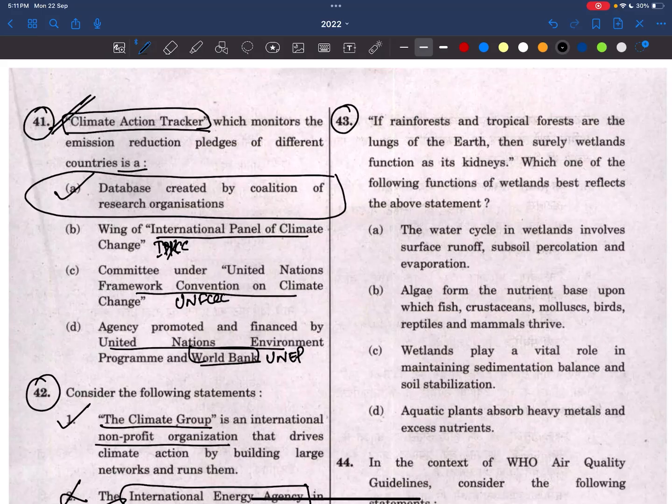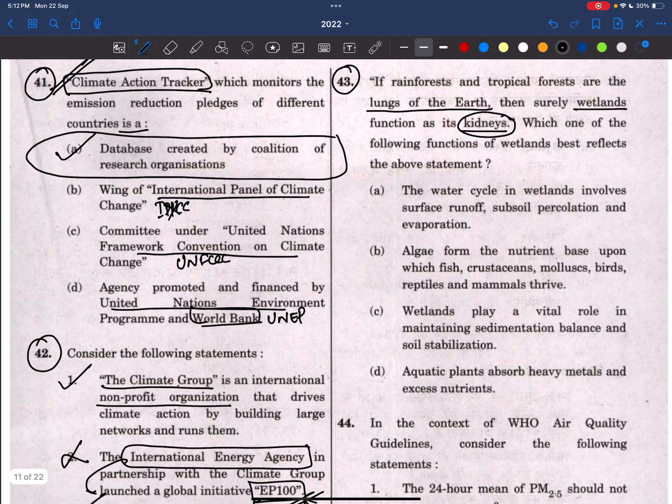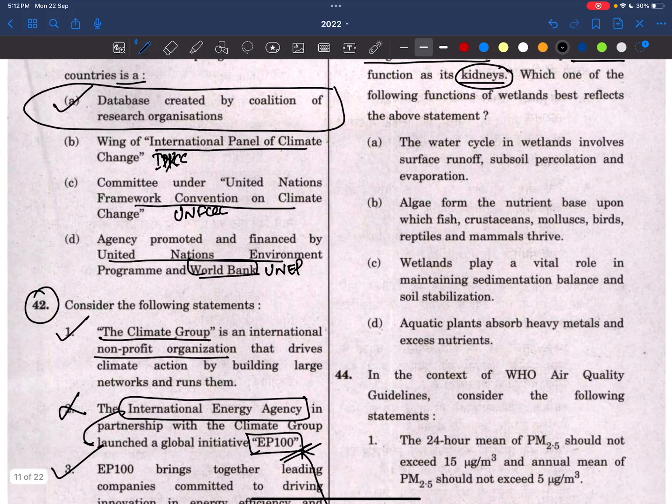If rainforest and tropical forest are the lungs of the earth, that means they provide oxygen to the earth, then surely wetlands function as kidneys. What do kidneys do? They purify the blood. Now, which one of the following functions of wetlands best reflects the above statement? Okay, that means contaminants which are there should be removed. Right?